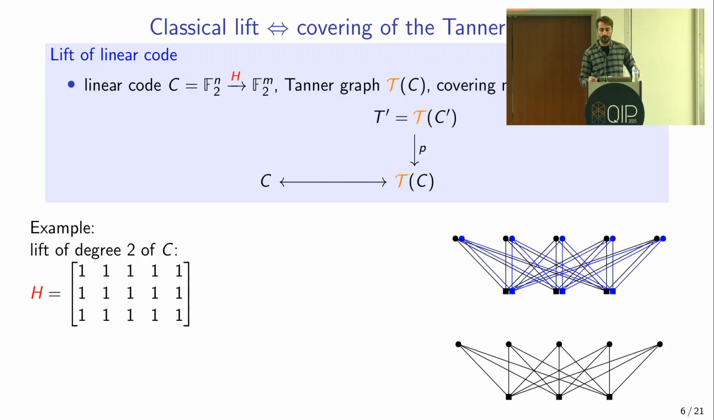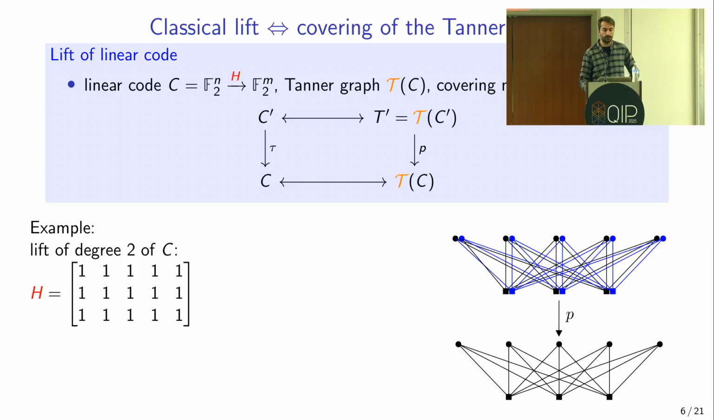To generate a covering of this Tanner graph, we take copies of this graph, and then we start permuting the edges. For instance, here the 2 leftmost edges have been permuted. You can do this everywhere, and you get a covering space, and there's also this covering map P that projects copies of edges to edges and copies of nodes to nodes. Then it turns out that this new graph is the Tanner graph of a code, C prime. This C prime is what we call our lifted code.